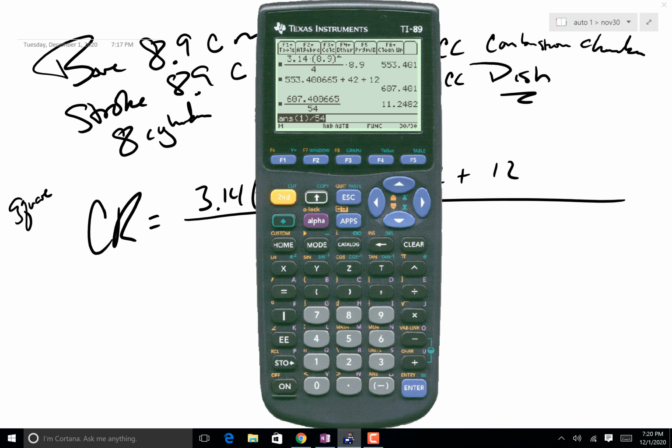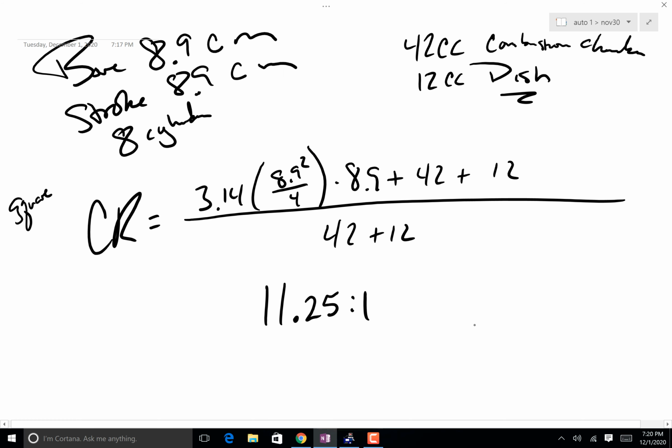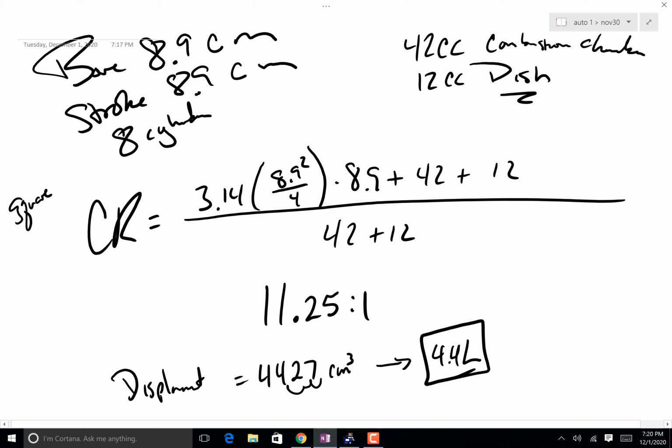If I were to find the volume of said engine, watch Mr. Groom come up here and grab this fella, times 8, right? 4427. This is the displacement. That's in cubic centimeters. That's nice. No one cares. So we convert it to 1, 2, 3, 4.4 liter engine. Boom. And Bob's your uncle.